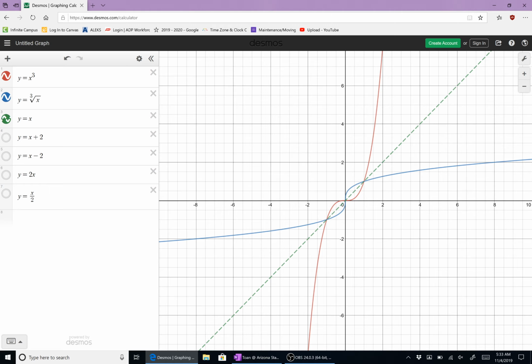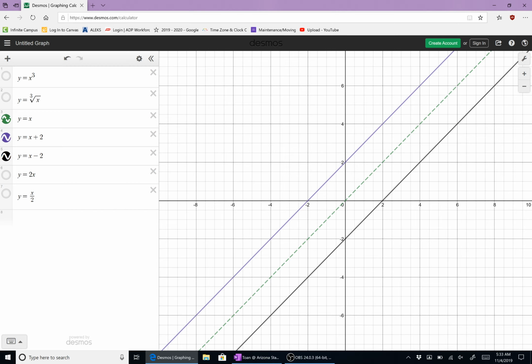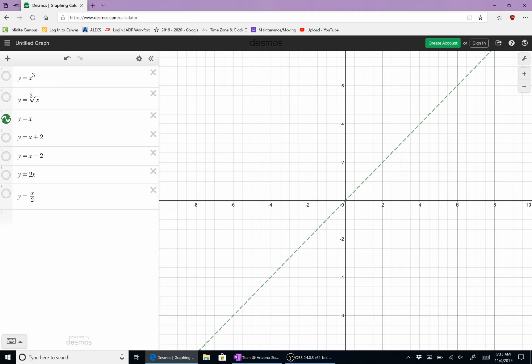What are some other common inverses that we know? Well, we know that adding 2 and subtracting 2 are opposites of each other. So let's look at the lines y equals x plus 2 and y equals x minus 2. It's sort of boring. They are parallel, but they are technically reflections of each other about the line y equals x. What about something more interesting? We all know that multiplying and dividing are inverses of each other. So if you look at y equals 2x and y equals x divided by 2, as we can see, they are reflections about the line y equals x.